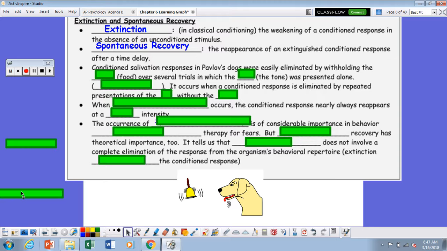So spontaneous recovery is the reappearance of an extinguished conditioned response after a time delay. An example would be we have our tone, that could be the tuning fork, or in this case a bell, and as we ring it, initially the dog may salivate. But over a period of time, if I'm not presenting the food with the bell, we're not pairing those things together, I could ring this bell and eventually the dog may stop salivating altogether. Hence, the conditioned response has become extinct because there is no unconditioned stimulus.